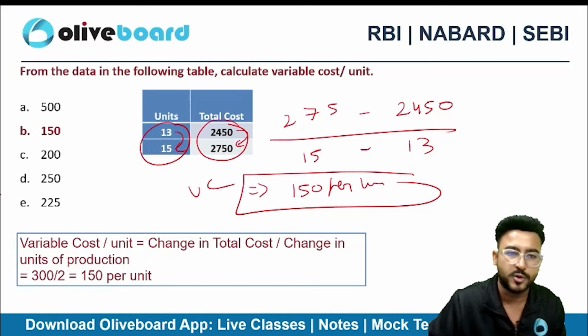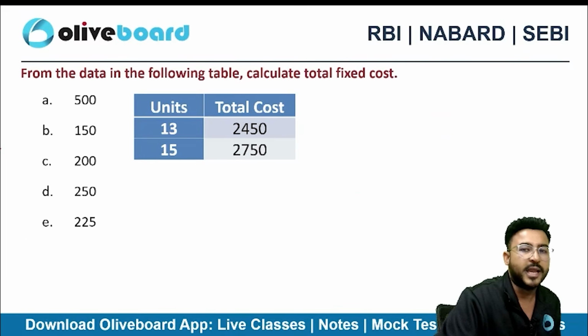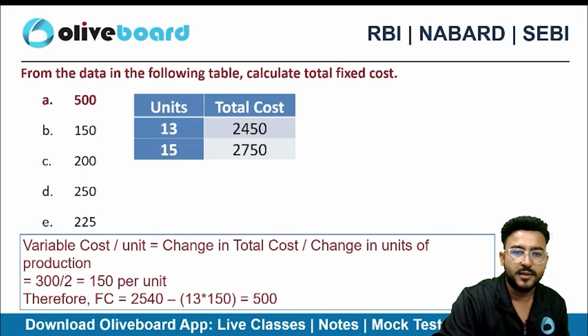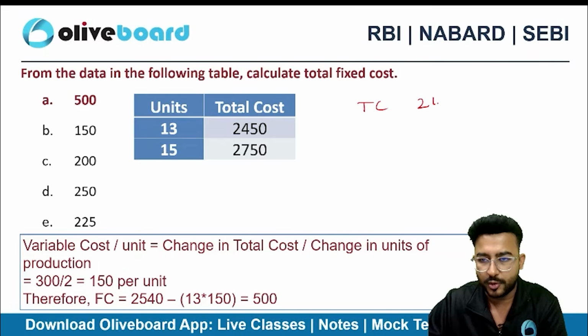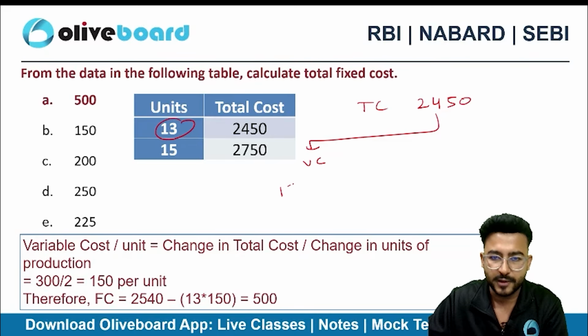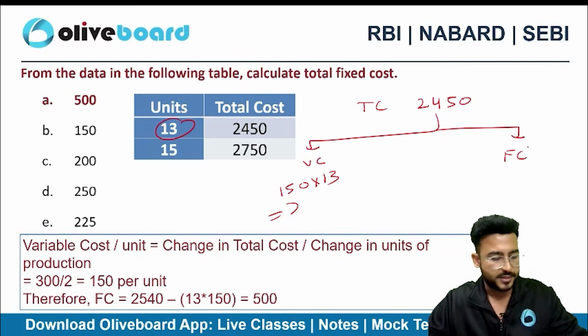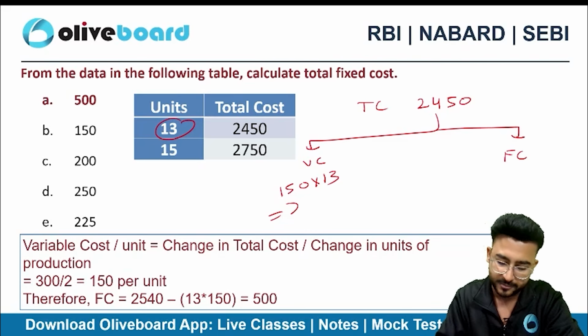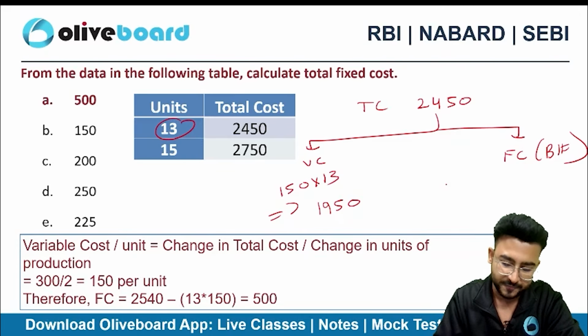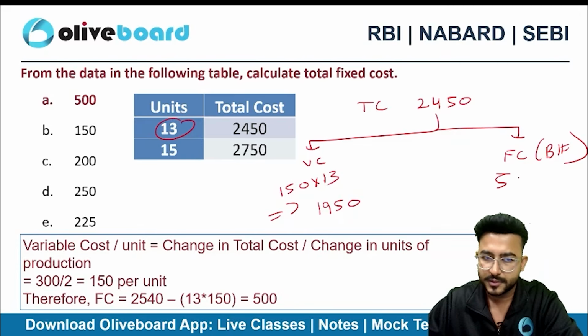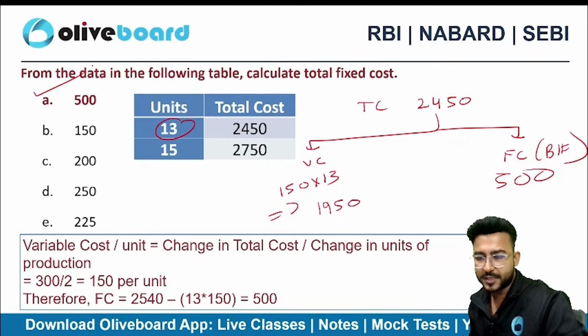This is my variable cost. Option B is the correct one. And if I talk about the fixed cost, right, then 500 is the correct choice. This is my total cost, 2450 on 13 units. So how much is the variable cost? 150 per unit multiplied by 13. The rest will be my fixed cost, right? So 150 multiplied by 13 is 1950. Rest is my fixed cost, which comes to 500 rupees. So here option A is the correct choice.